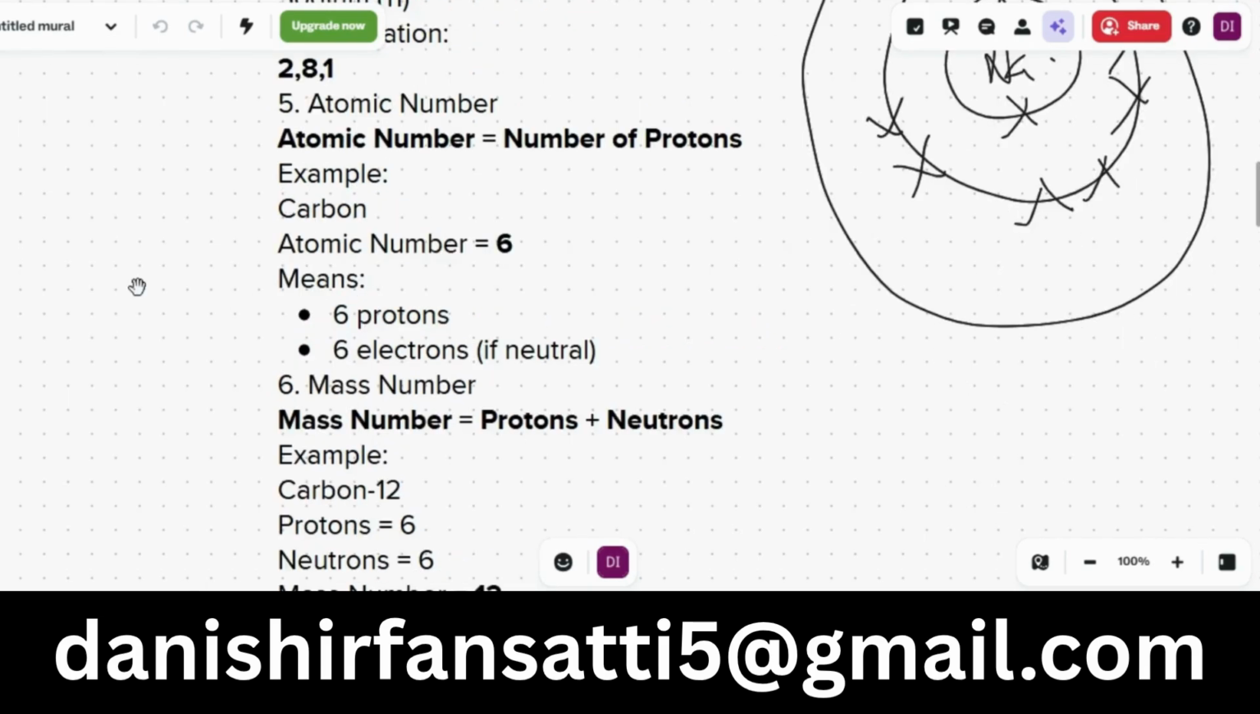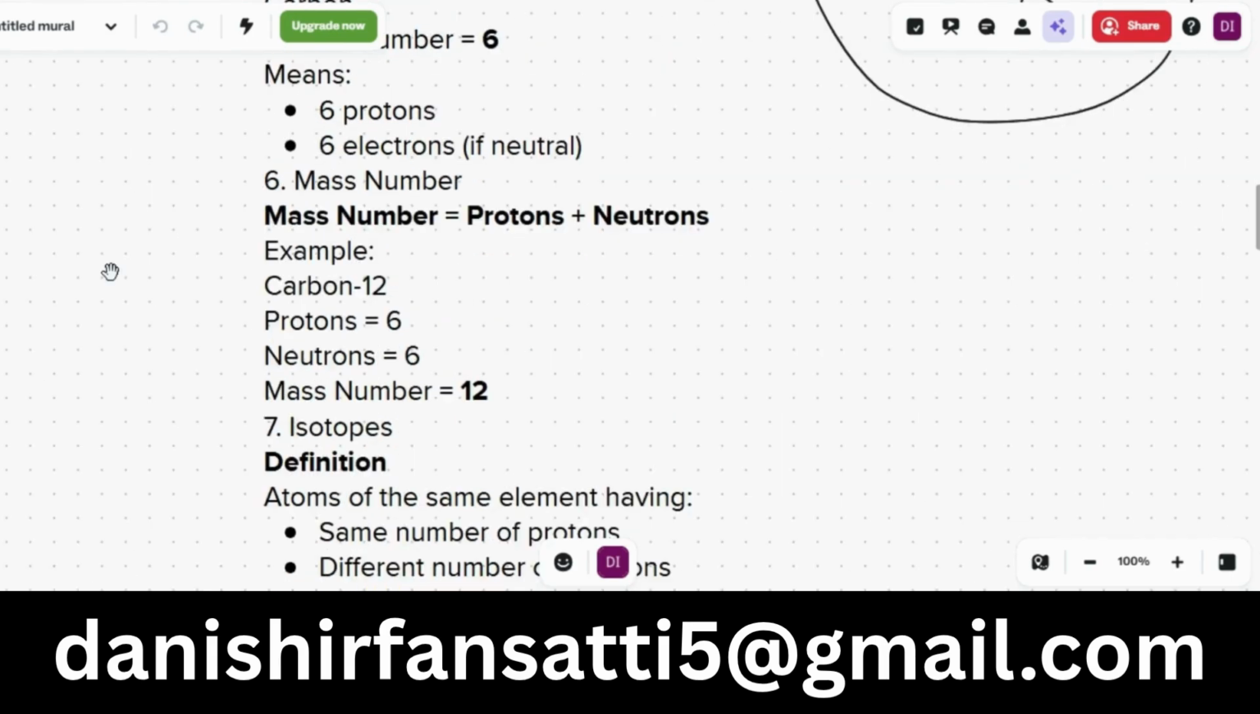Atomic number is equal to number of protons. Okay, just remember it. If atomic number is 6, that means it has 6 protons. Okay. Mass number is simply proton number plus neutron number. Okay, carbon mass number is 12, whereas carbon has 6 protons and 6 neutrons. If you add proton and neutron, you get the mass that is 12.